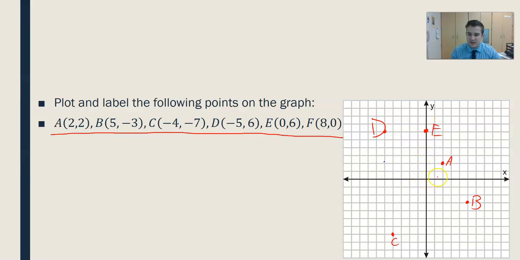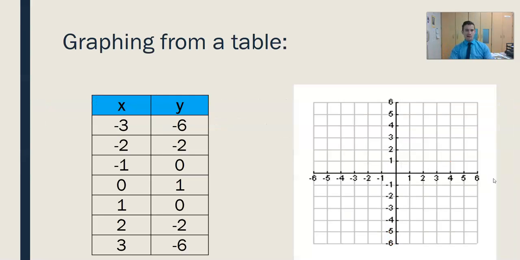E is 0 in the X direction, 6 in the Y direction. That's E. And then F is 8 in the X direction, 1, 2, 3, 4, 5, 6, 7, 8, and 0 in the Y direction. That's point F. So your graph should look something like this. And that's how I plot points on a graph.